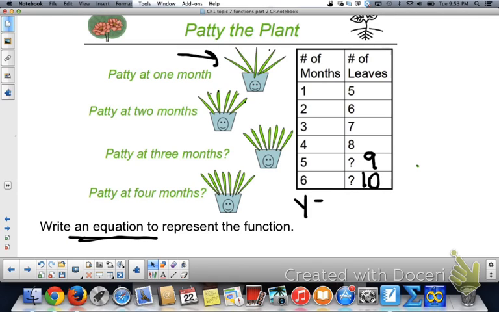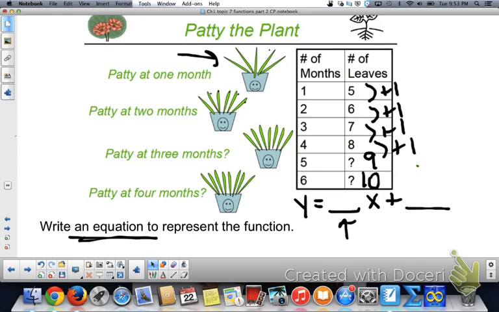Okay, again, you can do your little template, y equals something x plus something else. All right, so this first something is what do we change? What are we changing each time here? Plus 1, plus 1, plus 1, plus 1. So that goes there, 1x. And then the 0 number.